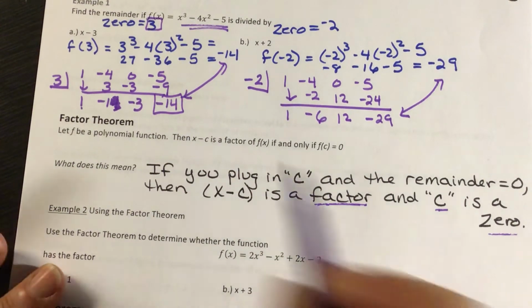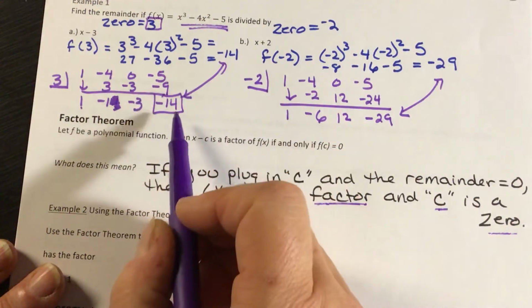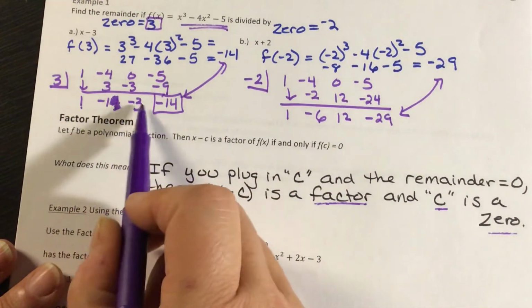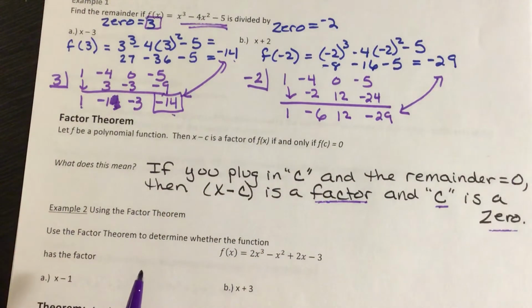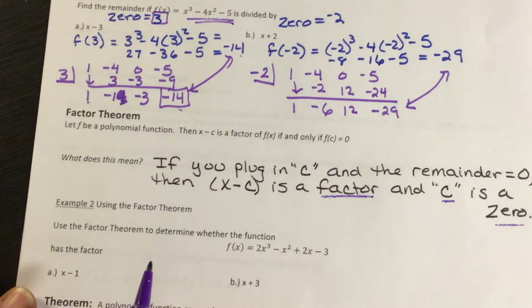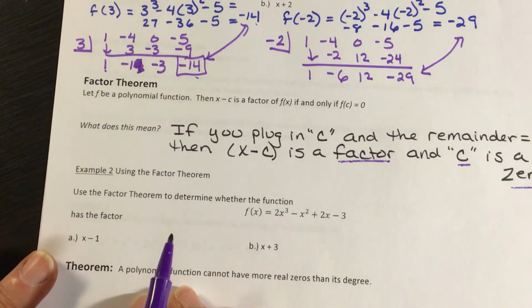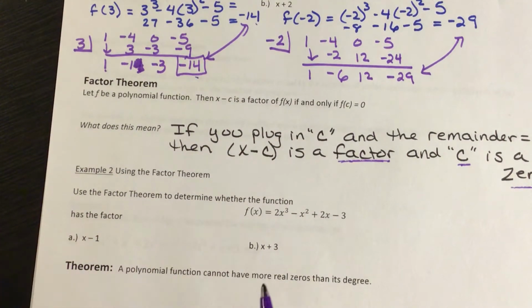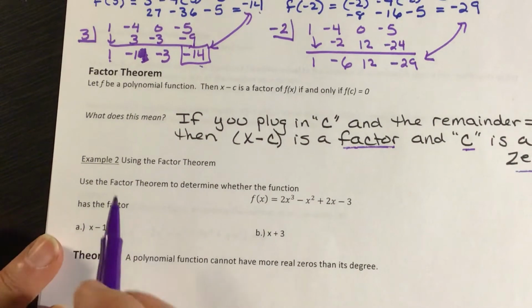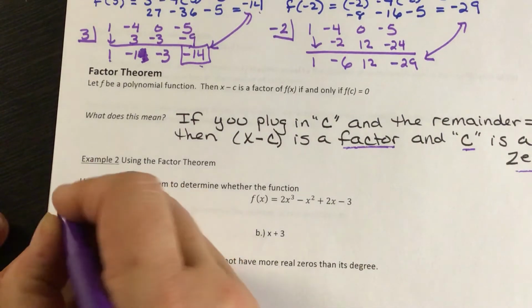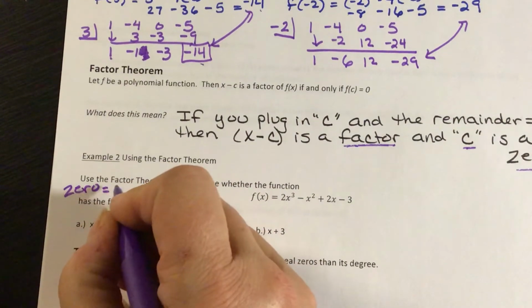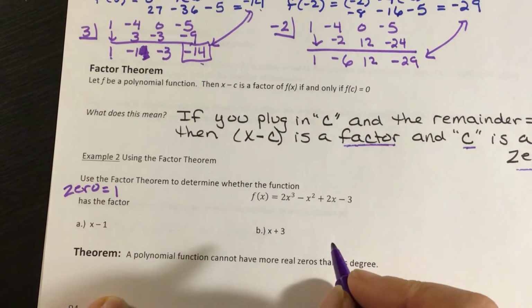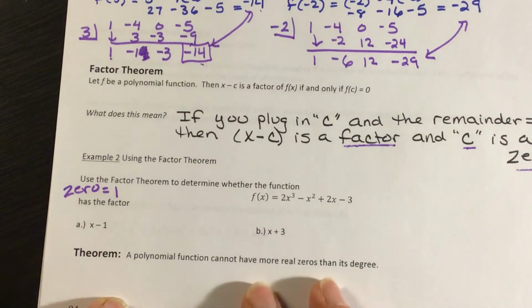Okay? So that's why it's important not necessarily to know what these numbers are, but to know what the remainder is going to be. So then it says to use the factor theorem to determine whether x minus 1 is a factor. All right, so I'm going to have the 0 be positive 1, and I want to know if it is a factor.